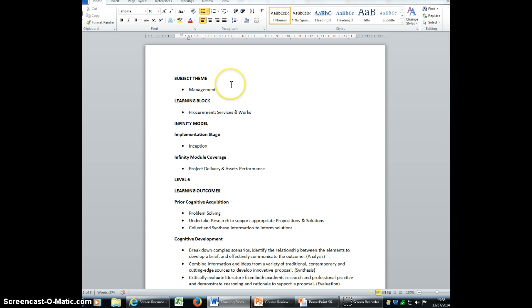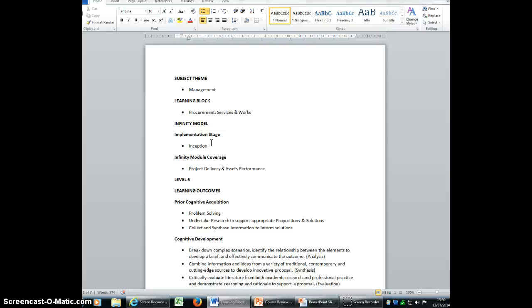If we take the top bit, it's the theme. The theme of this particular learning block is the management theme. The learning block title is procurement, and that's procurement of services and works. I think that if we're doing other procurement, it may be just of works or whatever. If we're looking at the infinity model, it's at the implementation stage, which is basically inception. I don't think it comes at conception or viability. We're going to go inception here, and what it covers is both the project delivery and asset performance. So this is quite a good way of relating everything back to the infinity model, so you can see where it's come from.